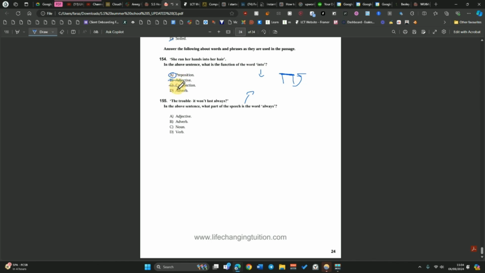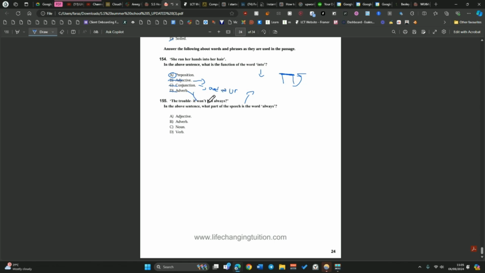None of the other ones even match. An adjective describes a noun, a conjunction is like an "and" or an "or", and an adverb describes a verb. It's a preposition. 155: The trouble, it won't last always. In the above sentence, what part of speech is always? Let's see what always is describing here.